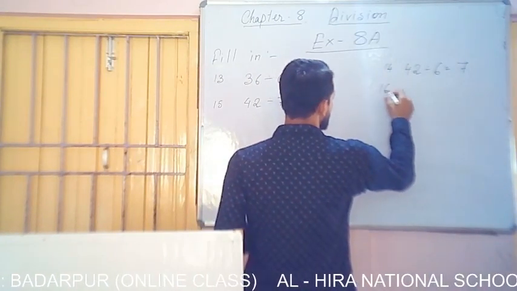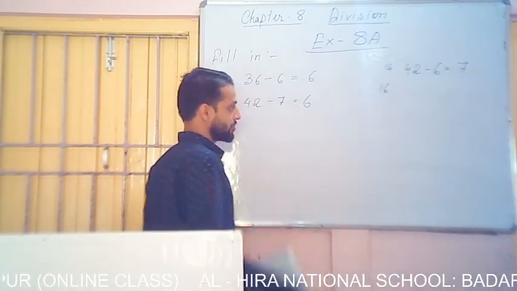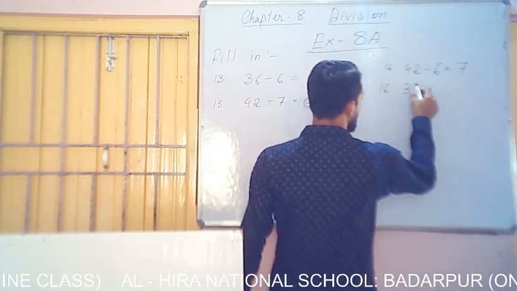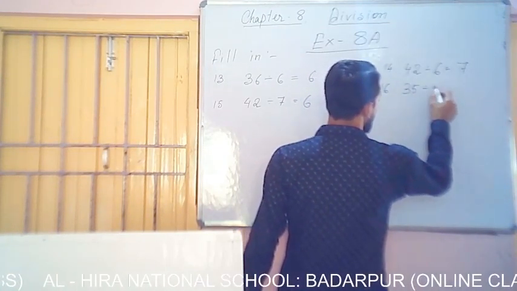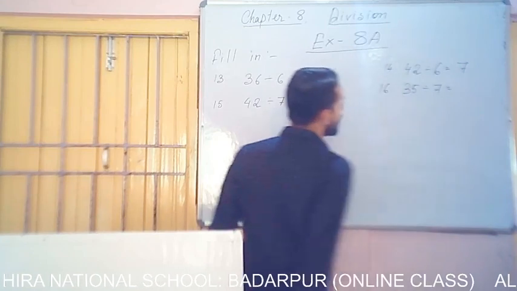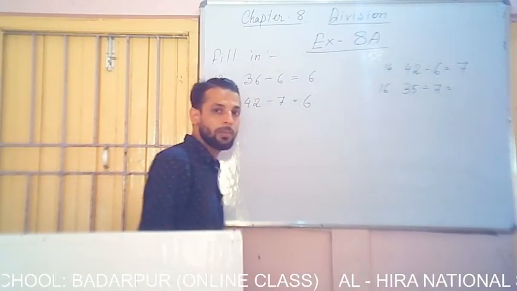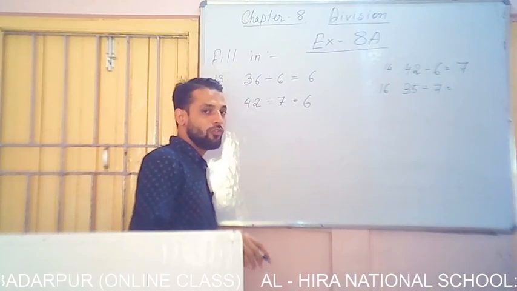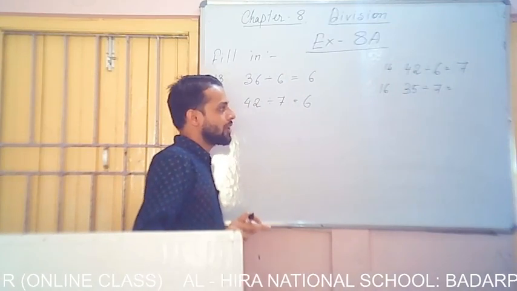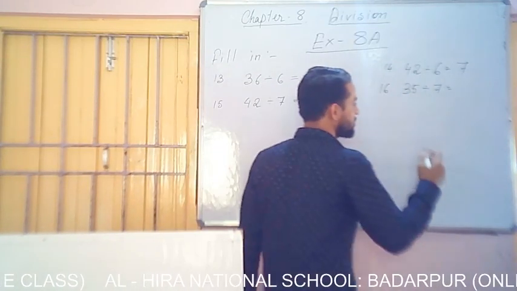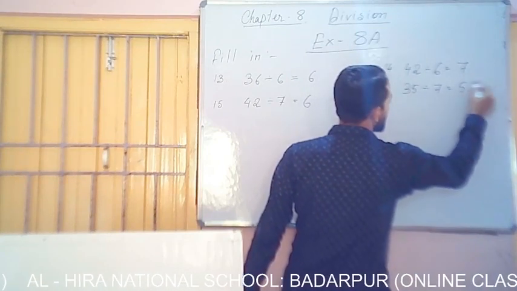Now question number 16. Question number 16 is 35 divided by 7. So what we have to do here? We have to divide 35 by 7. If we follow the 7 table, we will get 7 5s are 35.